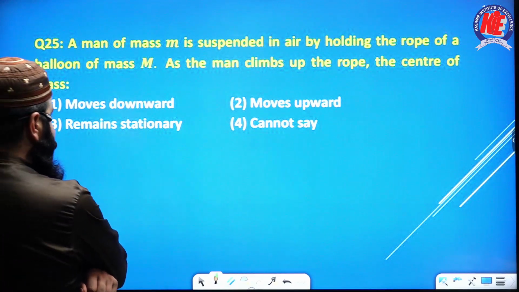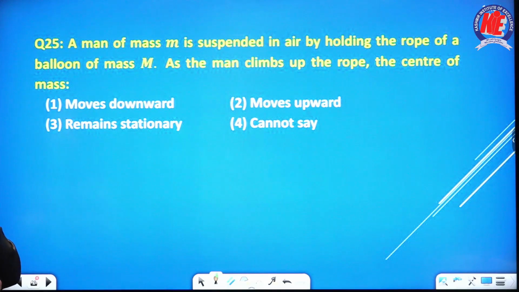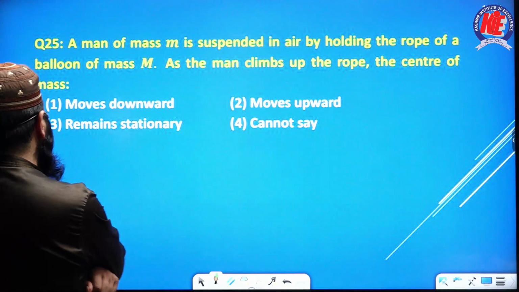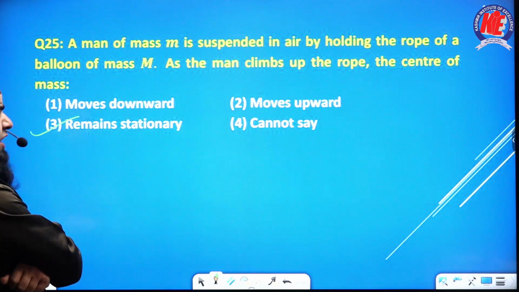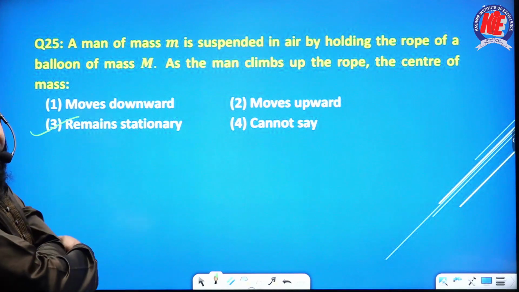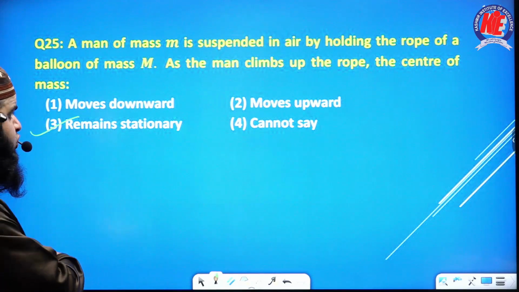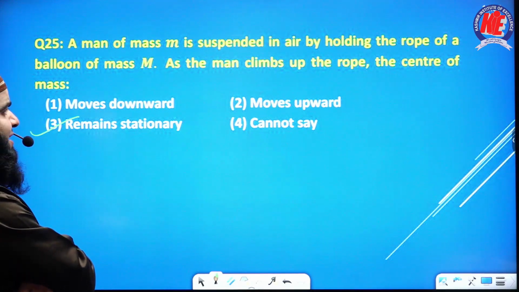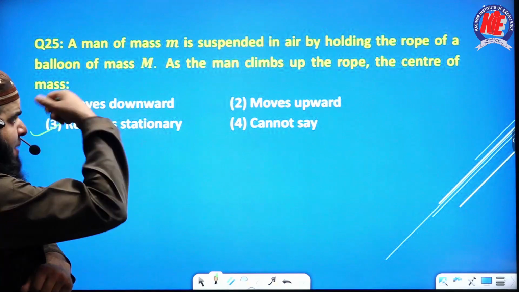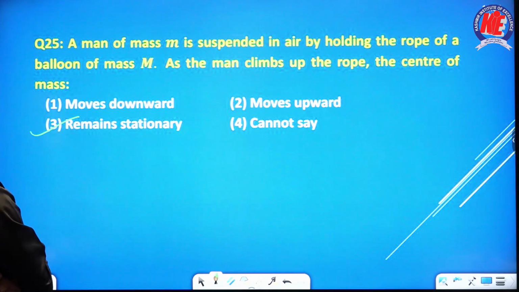A man of mass m is suspended in air by holding the rope of a balloon of mass m. As the man climbs up the rope, the center of mass will remain stationary as it was stationary initially. Man जो force लगाएगा बेटा, that will be internal force. VCM is not affected by the internal force. In order to have the center of mass at the same position, जब मैन ऊपर क्लाइम करेगा तो बलून भी नीचे आएगा. So it will remain stationary.